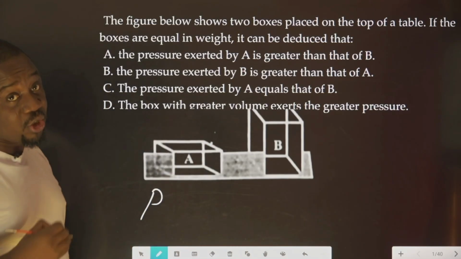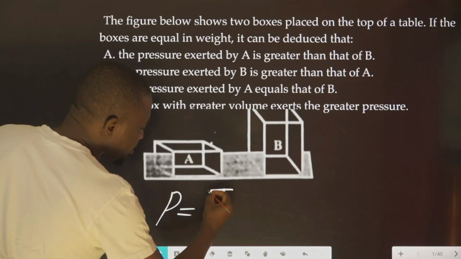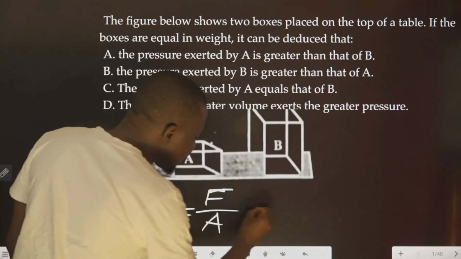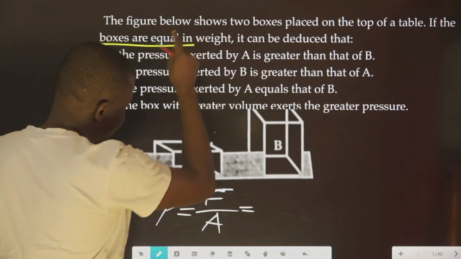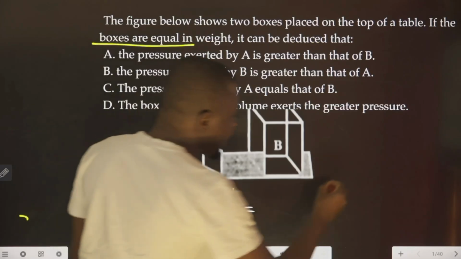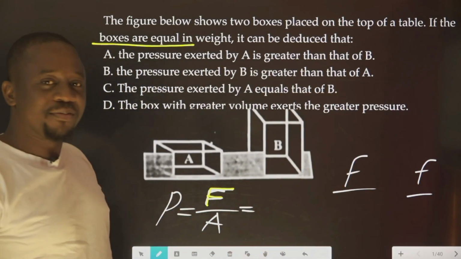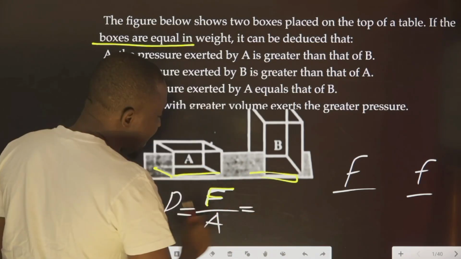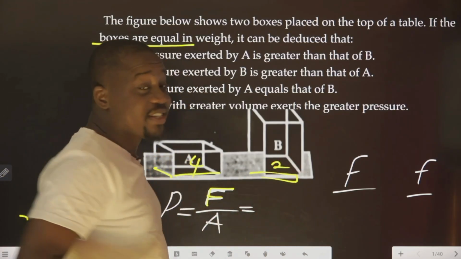When it comes to pressure, you should know that pressure is equal to force over the area. Now what you should take note of is, if we are told that the boxes have the same weight, it means F will be constant for two of them. So what varies now is the area. You can see in this place, this area is wider than this. Let's assume that this area is 4. The area of this is 2, for instance.